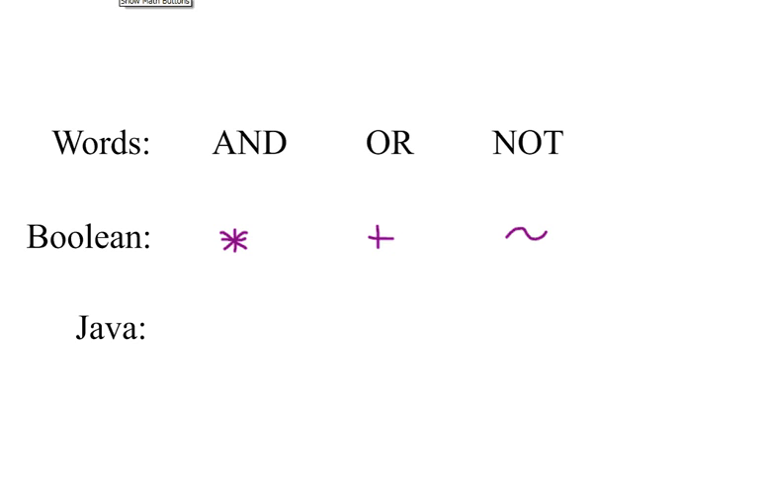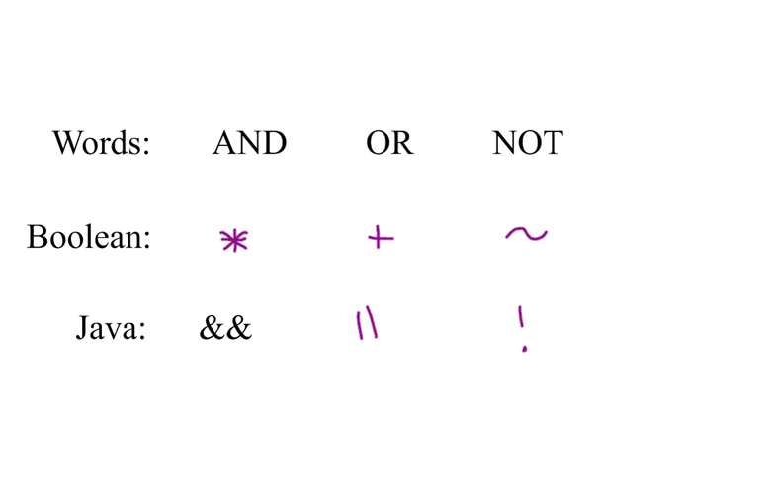So let's see, where's my keyboard? Here we go. So in Java, it's going to look like that. And of course, or is our two vertical lines. So right here, or, and the not, of course, is our exclamation point.